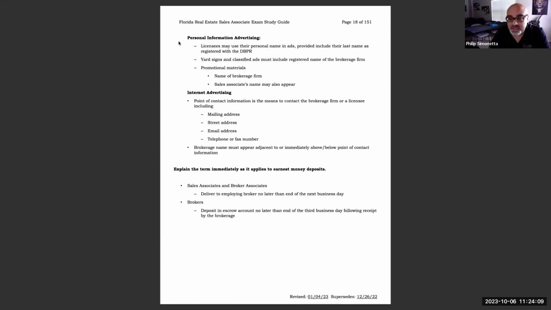Explain the term immediately as it applies to earnest money deposits. So when you get a deposit, today a lot of people wire money. For example, we just put a deal under contract. They wired the money yesterday. I got the letter today saying the money's in the account. So the escrow company sends an escrow deposit letter. Today, you don't get checks so much, but you need to know this for license law. So if somebody's putting a $10,000 deposit down, they write you a check for $10,000, right?